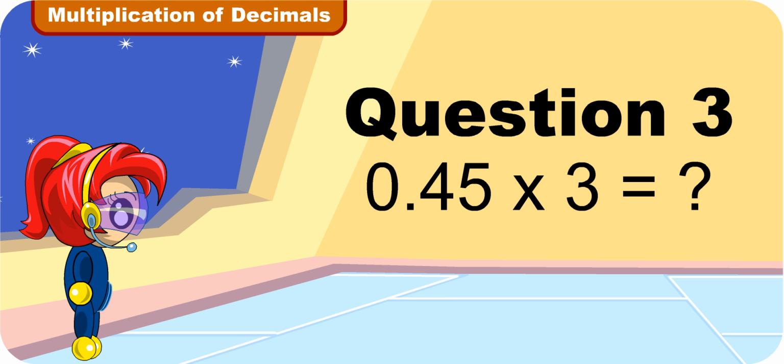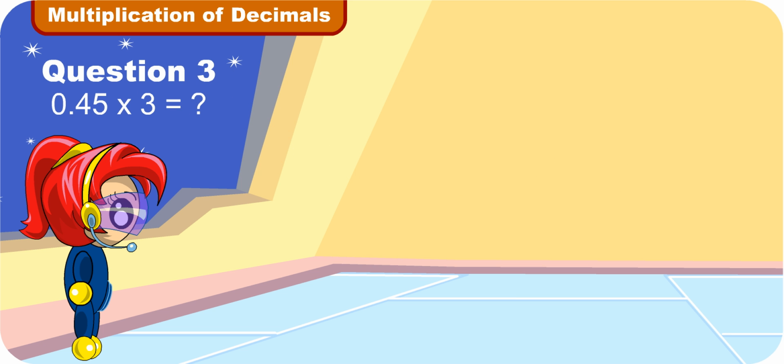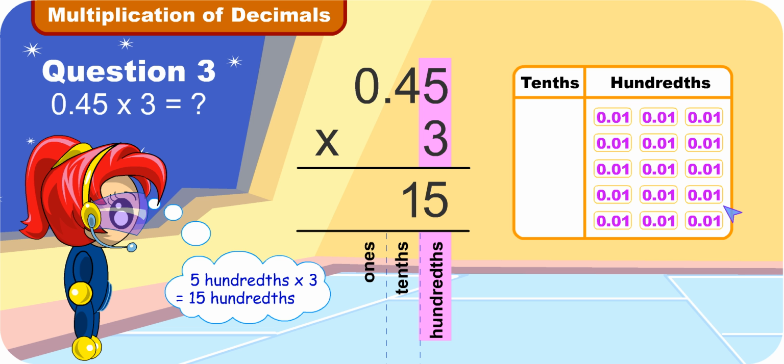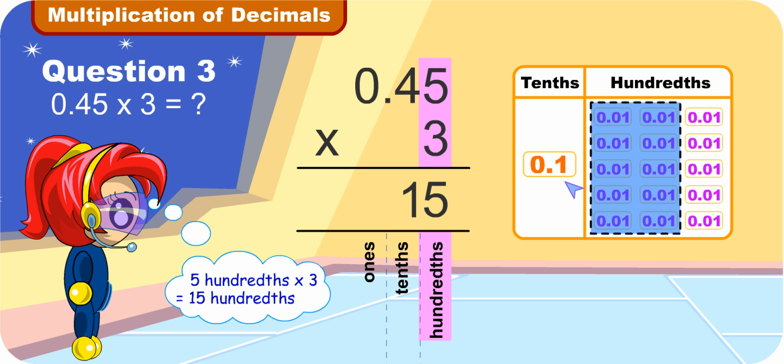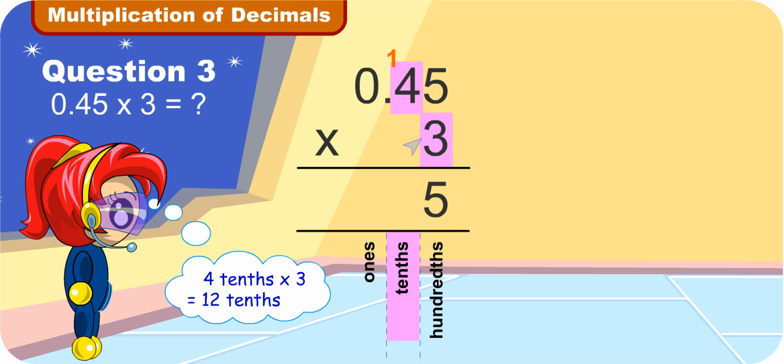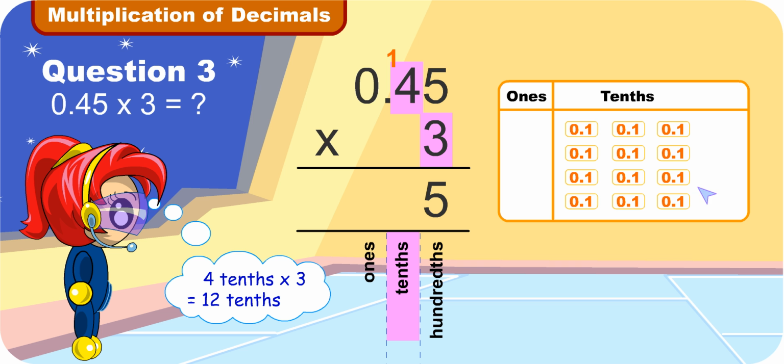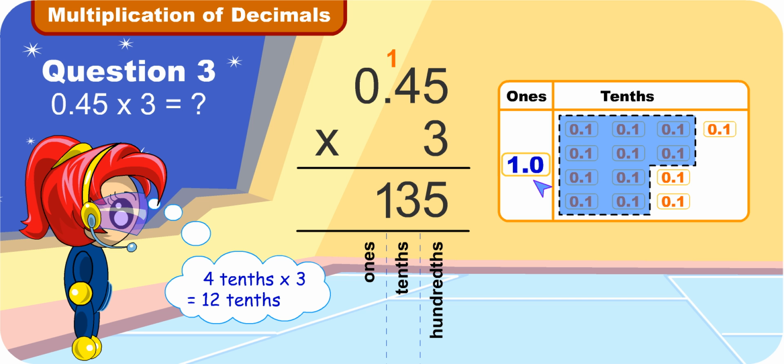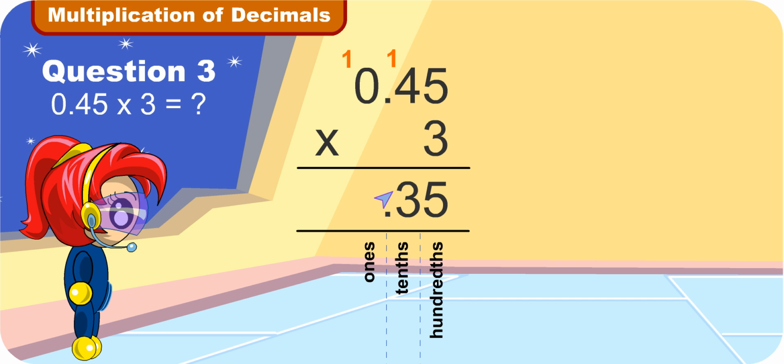Try another question, Turbo Girl. 5 hundredths times 3 is 15 hundredths. 10 hundredths make 1 tenth. So we carry 1 over to the tenths place and are left with 5 hundredths. Now, 4 tenths times 3 to get 12 tenths. And 12 tenths plus 1 tenth gives 13 tenths. 10 tenths make 1 one. Carry 1 over to the ones and are left with 3 tenths. Finally, 0 ones times 3 equals 0, plus 1 is equal to 1. Thus, the answer is 1.35.